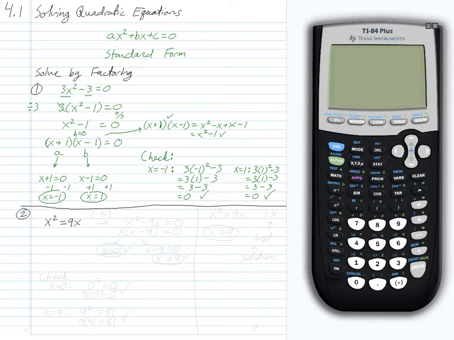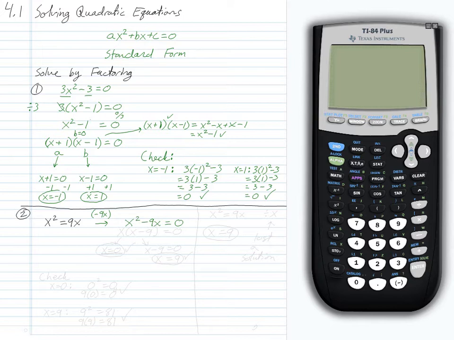So this equation would tend to lead you in the direction of dividing both sides by x. I'm going to avoid that for right now. The first thing I'm going to do is put this in standard form. That is, I'm going to get one side equal to 0. I'll do that by subtracting 9x from both sides. And that leaves me with x squared minus 9x on the left and 0 on the right.